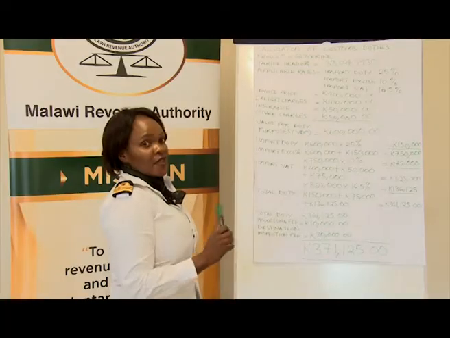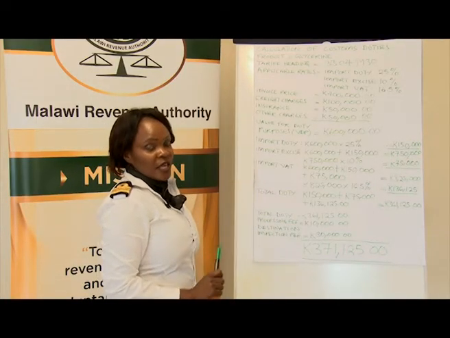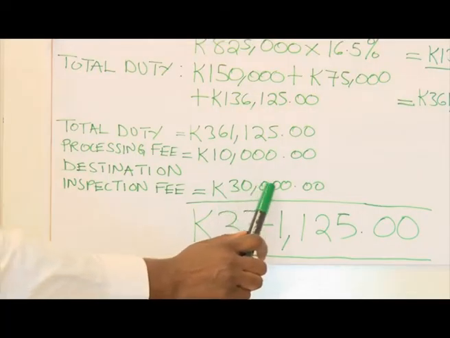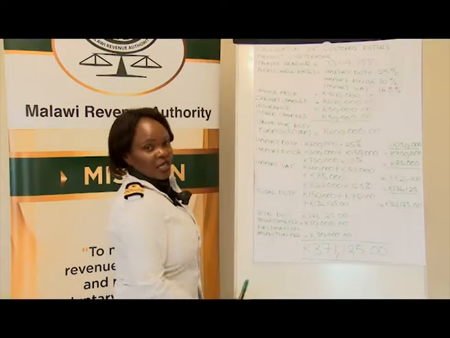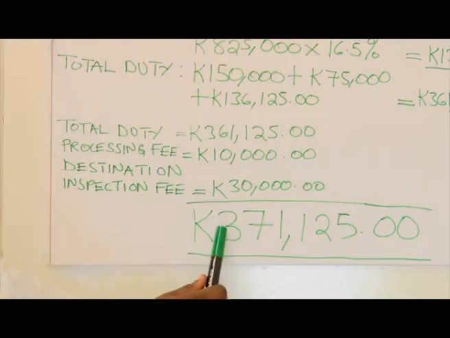However, if the value for duty purposes is not above 500,000 kwacha, the importer will not be required to pay the 30,000 DIF. So for this calculation, the importer is going to pay a total of 371,125 kwacha. This is how we calculate customs duties.